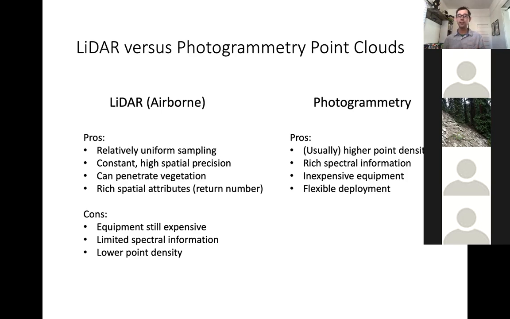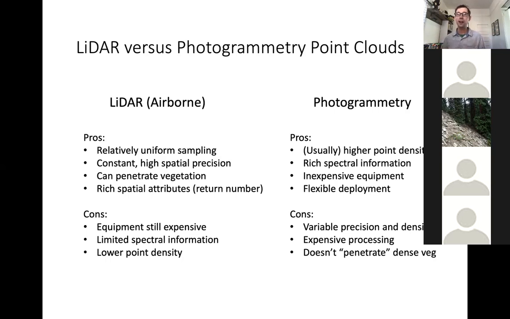The equipment is relatively inexpensive, at least compared to LiDAR. There is a lot that you can do just by strapping an ordinary RGB camera onto a drone and flying it around. And it also allows you to be flexible in your deployment, right? Because you just need relatively low-cost equipment, you can decide when you want to go out and collect data. You don't have to contract a firm 6 months in advance to scan your site for hundreds of thousands of dollars.